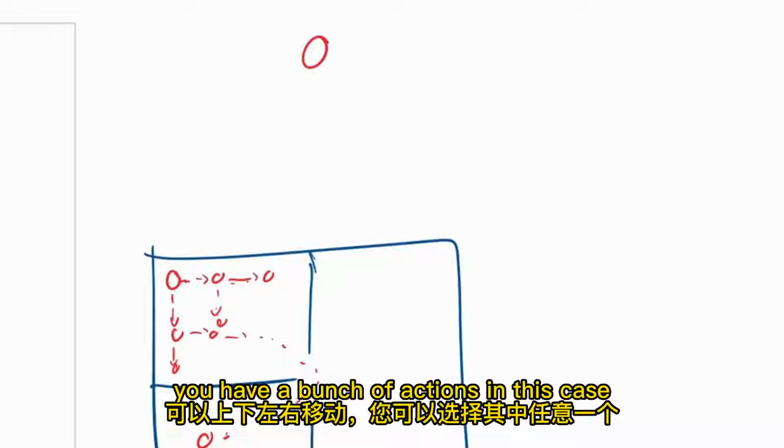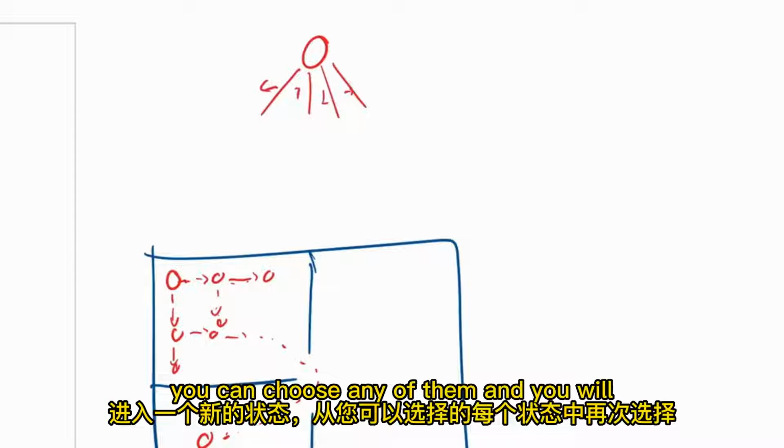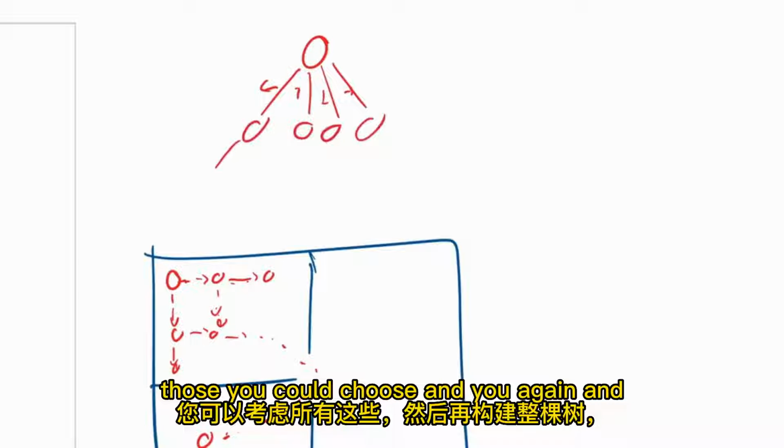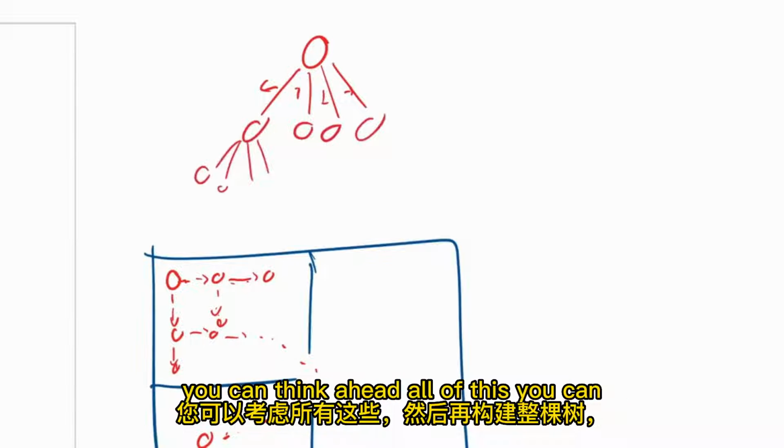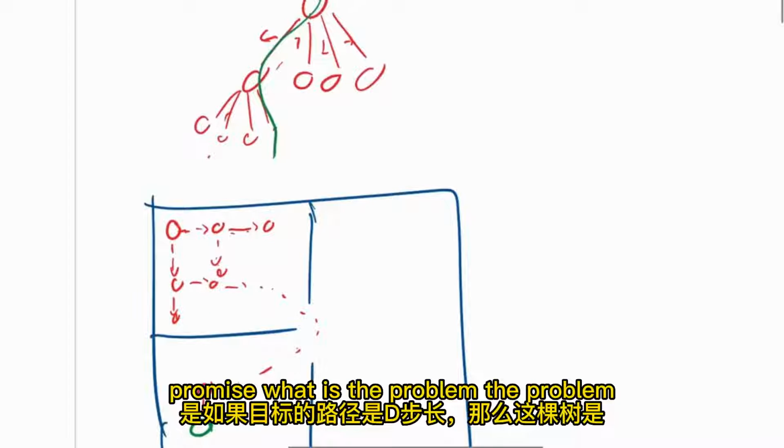We can represent this as a search tree. So you're here in a particular state and you have a bunch of actions. In this case, 4: move left, up, down, or right. And you can choose any of them and you will get into a new state. And from each of those, you could choose any again. And you can think ahead all of this. You can construct this entire tree. And one of these branches will lead you to the goal. Promise.